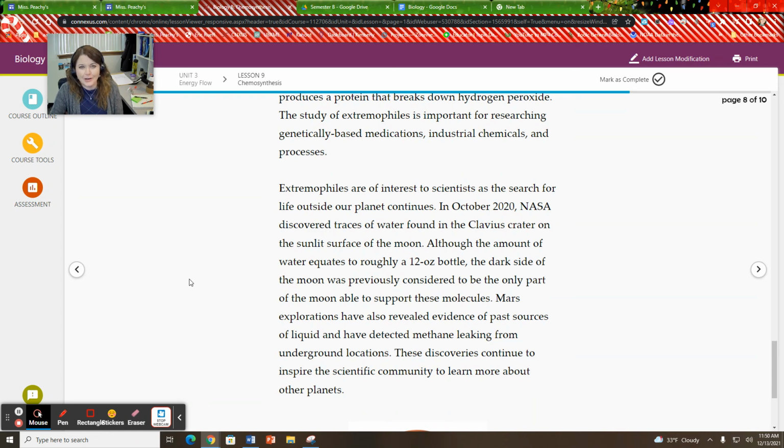So it's not a very long lesson here. It's just giving you some exposure to other types of living things and other ecosystems that are not dependent upon the sun. The vast majority of all ecosystems are dependent upon the sun and photosynthesis, but extremophiles and chemosynthesis do exist. So it's nice to have at least some exposure to it at this point.